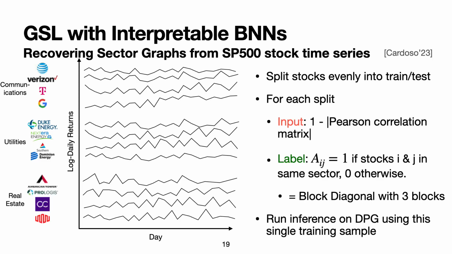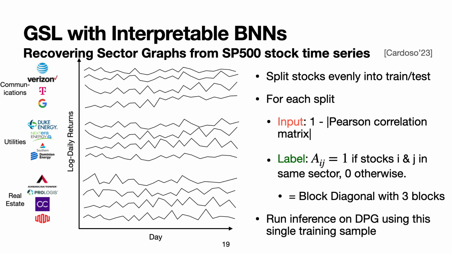Okay, so we can now test on real data. For example, recovering sector graphs from S&P 500 stock time series. Here we have 82 stocks from 3 sectors. On the left, we see the names of some of the stocks in the 3 sectors respectively: communications, utilities, and real estate. The time series data consists of daily close prices between 2014 and 2017, with about 1,000 observations.